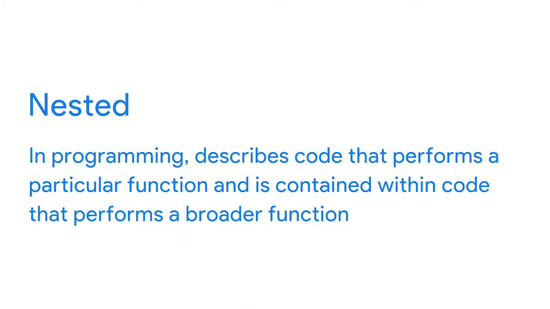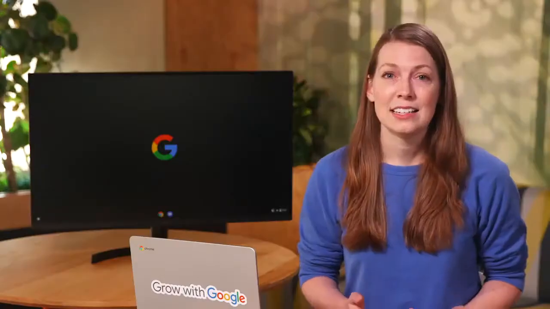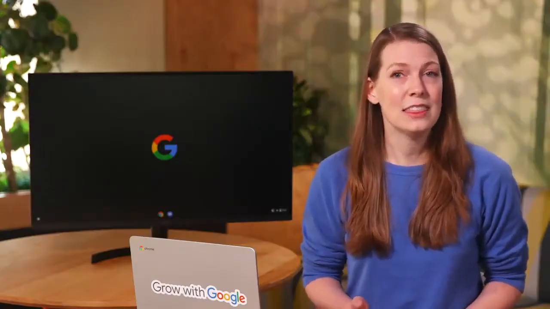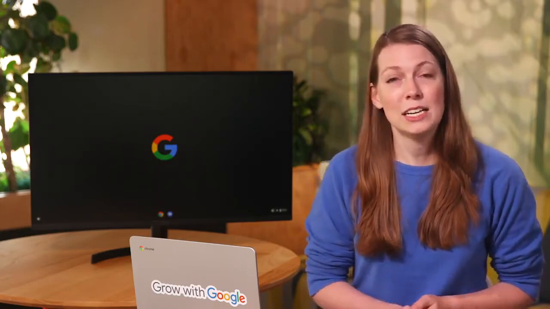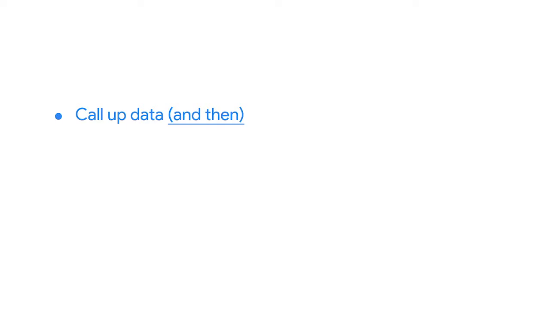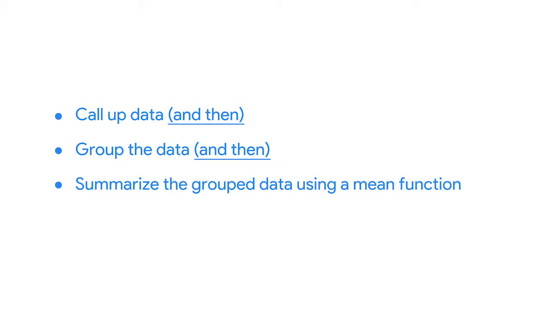So instead of typing out functions contained inside other functions, you can use the pipe operator to do the same work. In programming, we describe this as nested. Nested describes code that performs a particular function and is contained within code that performs a broader function. You can think of a pipe as a way to code the phrase "and then." Say you've got sales data and you need to find the mean or average. You can create a pipe by calling up the data and then grouping the data and then summarizing the group data using a mean function.